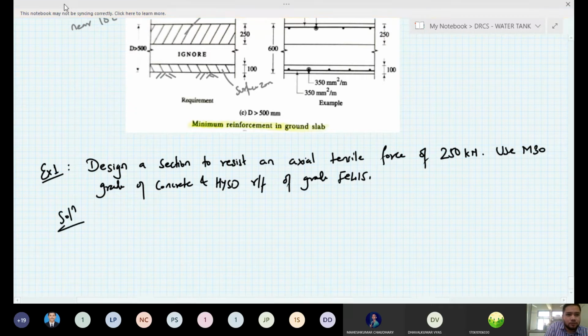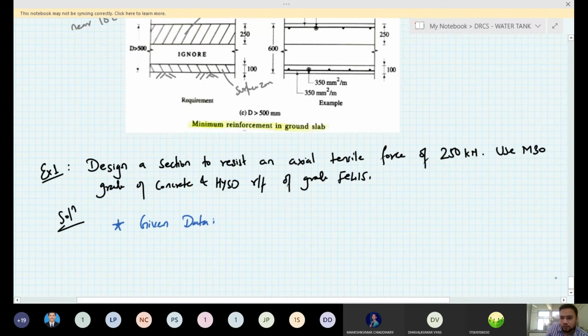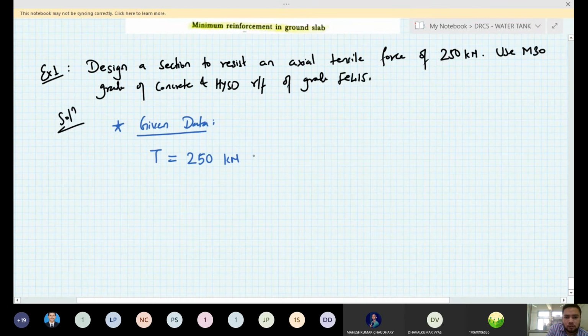So let us try to solve this. Here you have been given the value of the tensile force, that is 250 kilonewton, that is axial tension. Then M30 grade of concrete is given to you, and Fe 415 grade of steel is given to you.